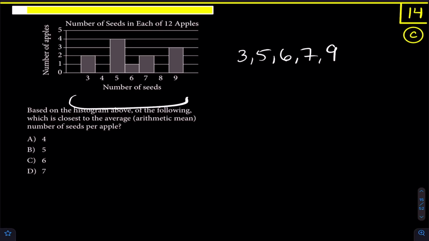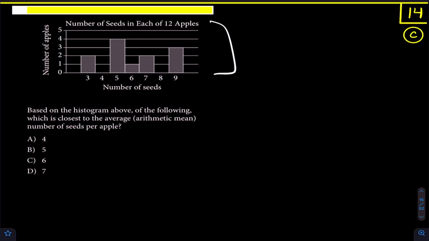So how do we find the average of a histogram? Well, we can turn the histogram into a list. And if you think about what we're trying to average here, it would make sense how we would turn it into a list. What we're doing in this histogram, if you look at it close, we are taking 12 apples, and we're finding the number of seeds in each apple. The results are plotted in the histogram. And what we're trying to do is average the number of seeds in each apple.